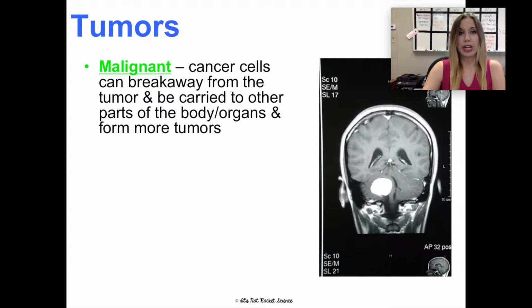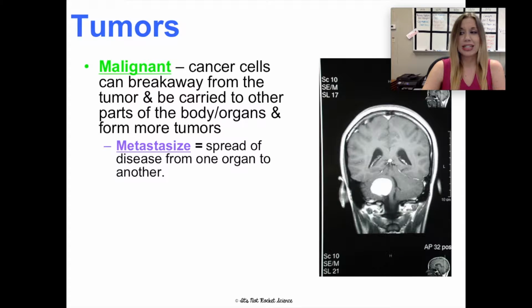A malignant tumor is when cancer cells can break away from the tumor and be carried to other parts of the body and organs and form more tumors. Malignant tumors are known as the more deadly and more dangerous ones, because if you have cancer in one area of your body, it can break away from that tumor and spread to other areas of our body. And when this happens, we say that the cancer has metastasized. I'll say that again: the cancer has metastasized. That's when it has spread the disease from one organ to another, and this can be incredibly dangerous and fatal if not caught early.